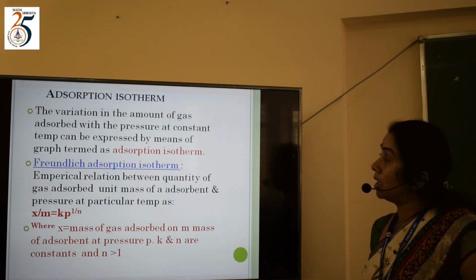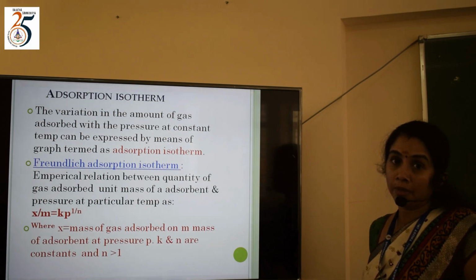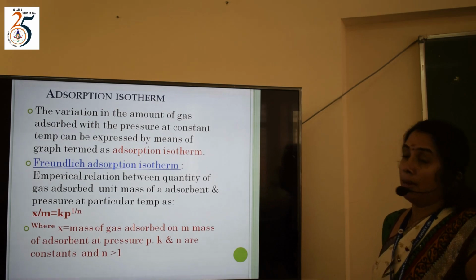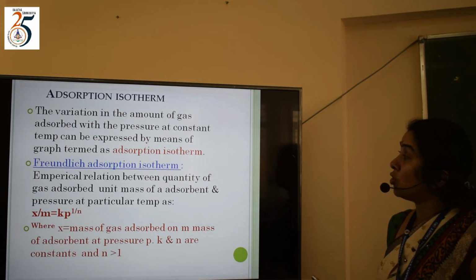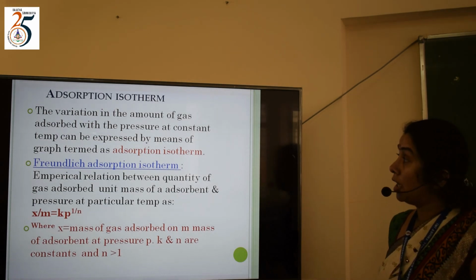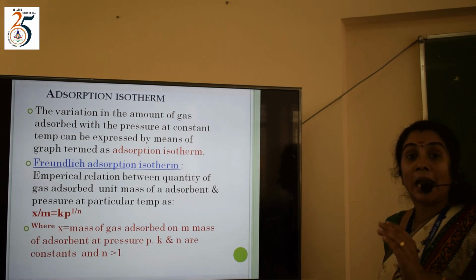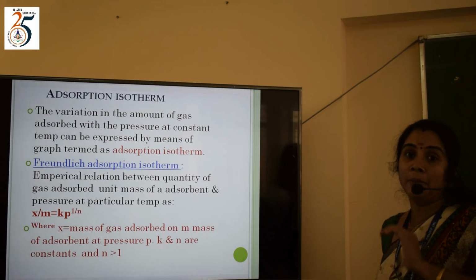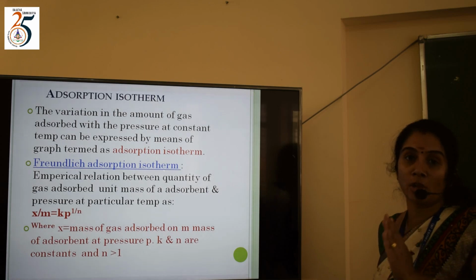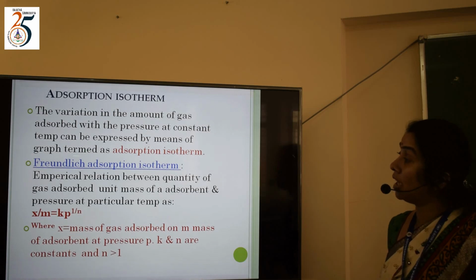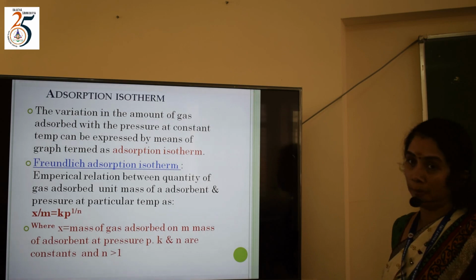Next, we discuss adsorption isotherm. First, you should know what an isotherm is. It is a graphical representation of the variation of the amount of gas adsorbed with pressure at constant temperature. Okay, so how much gas can be adsorbed by applying pressure when the temperature is constant? The study of such an experiment, when expressed in a graphical plot, we call an adsorption isotherm.